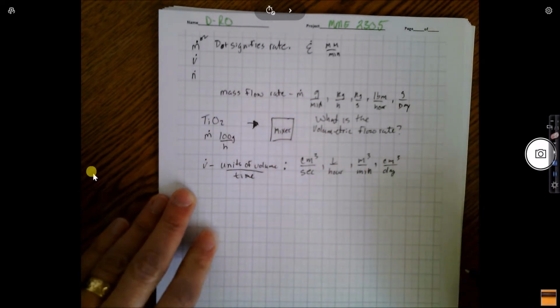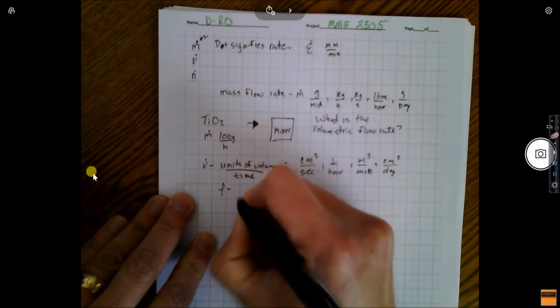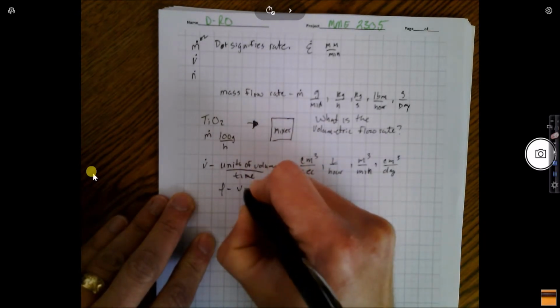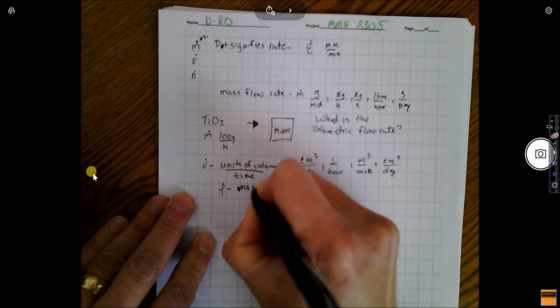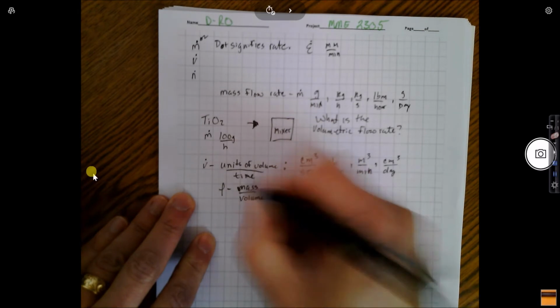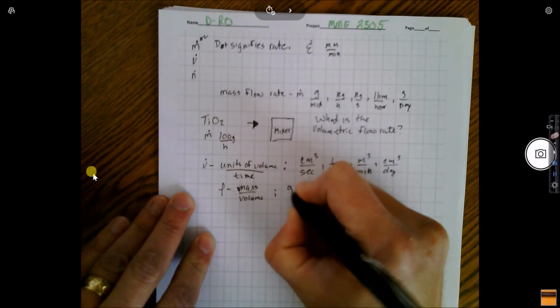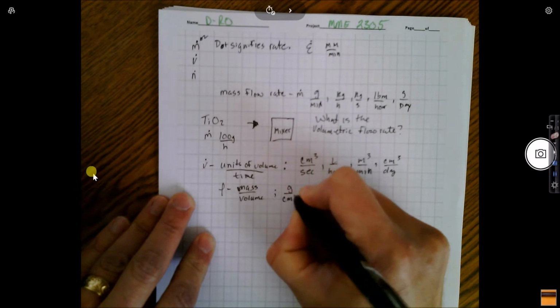It just so happens the material property of density can be used as a conversion factor, because density is mass over volume. An example unit of density is grams per centimeter cubed.